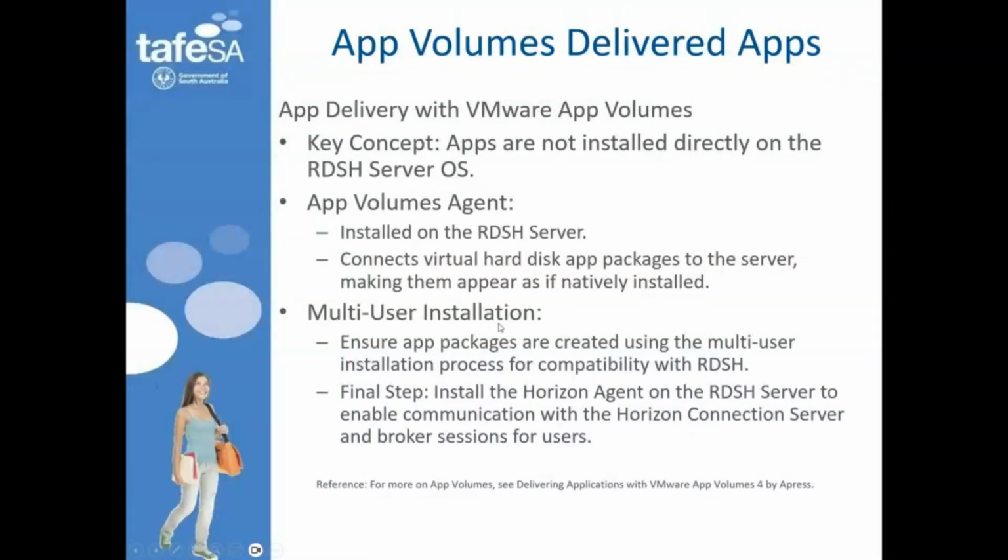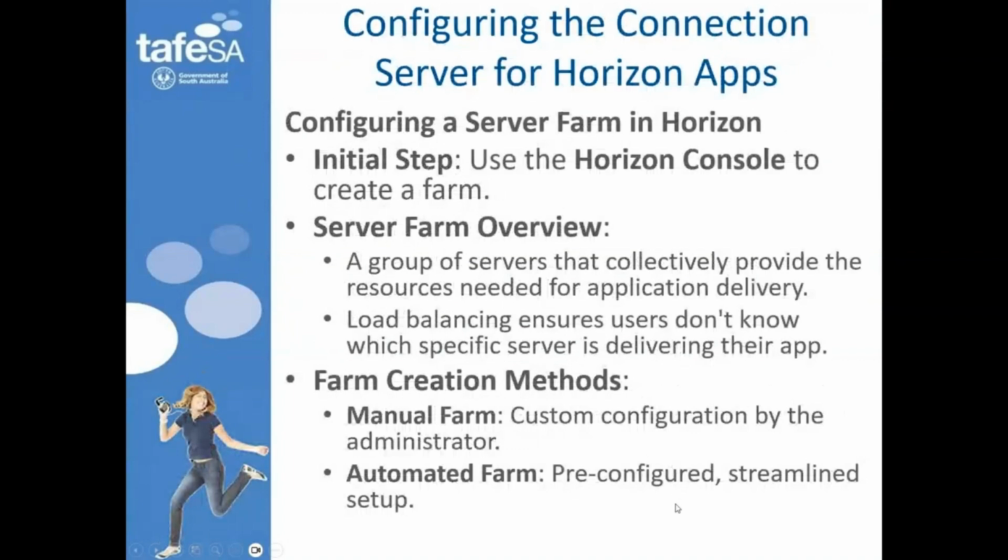But that requires the app agent and some additional services that we don't necessarily want to put in our labs. For multi-user installation, ensure application packages are created using the multi-user installation process, which is compatible with the RDSH. And the final step is to install the Horizon agent onto the RDSH server to enable communication with the Horizon server, because the Horizon connection server is what actually brokers or manages the user's interactivity with these applications.